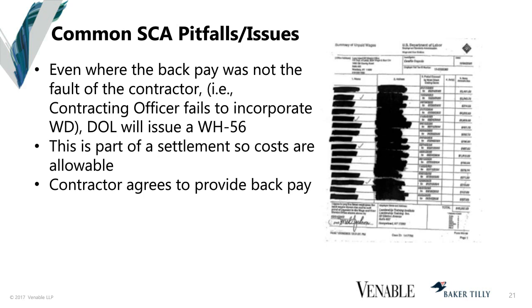On slide 21, we've got a form. It's called the WH-56, and this is just here so that you're familiar with what it looks like. So even where the back pay wasn't the fault of the contractor, say the contracting officer failed to put in the WD or the WD in the clause, whatever, the Department of Labor will issue a Wage and Hour 56 form. They may take credit for back pay wages according to this form on their website. Whether or not it was your fault as a contractor, they will take this form and they may write up a little blurb that they found these back wages.